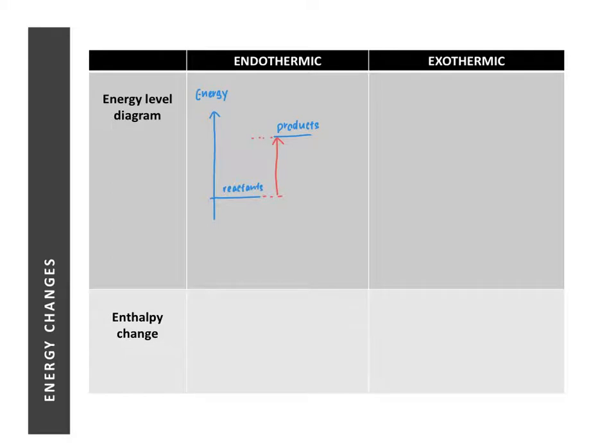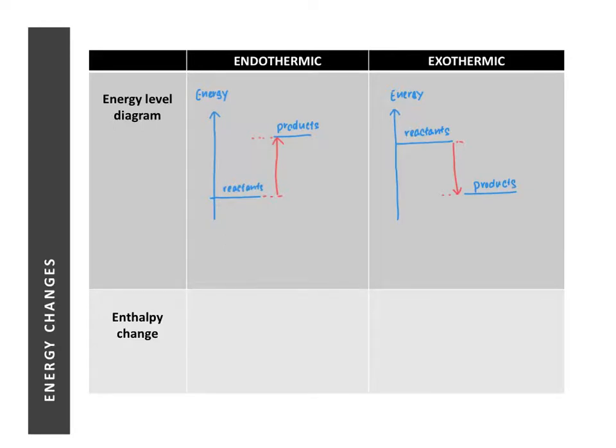The reverse is true. So when we draw an energy level diagram for an exothermic reaction, this would represent the energy level of your reactants. In an exothermic reaction, your reactants will lose energy. Energy will be given out. So as a result, your products will have less energy than your reactants. And the energy change would be represented by this arrow.